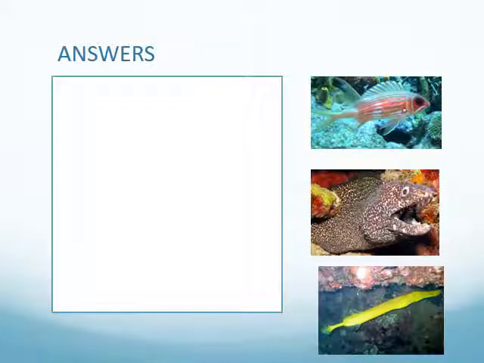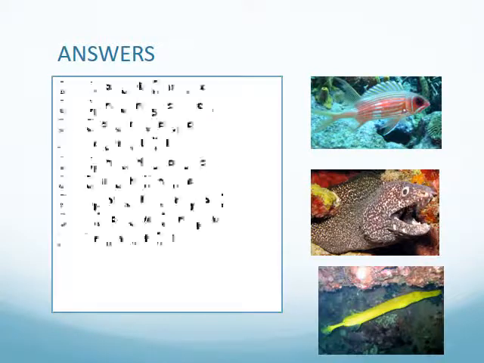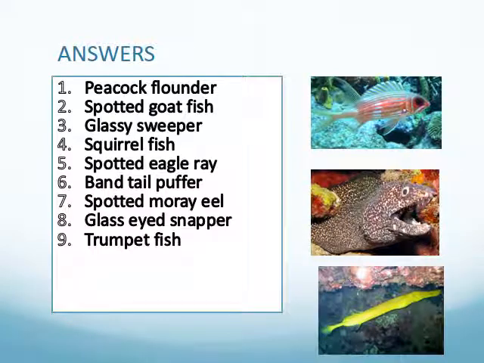Okay, so you should have identified all of the fish at this point. You should have gone through and just taken it one step at a time until you reach the correct answer, hopefully, and let's check them now. So the first fish was the peacock flounder. Number 2 is a spotted goatfish. Number 3 was a glassy sweeper. Number 4 was a squirrelfish. 5 was a spotted eagle ray.